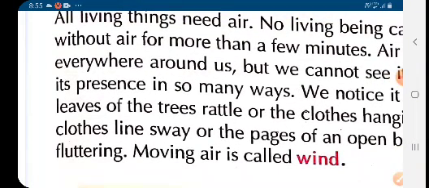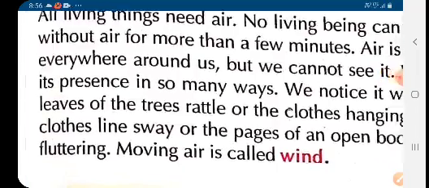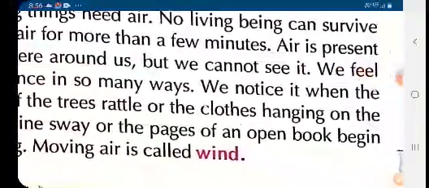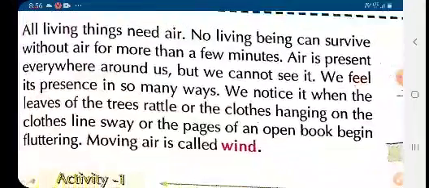Firstly, children, if you look around, you will see the leaves rattling, or you can see the swinging leaves. This shows that there is air. Or the clothes hanging on the wire are swinging or flying. By that way also you can say that there is air. So the clothes sway, or the pages of an open notebook begin fluttering. So you can say, children, the air is present.